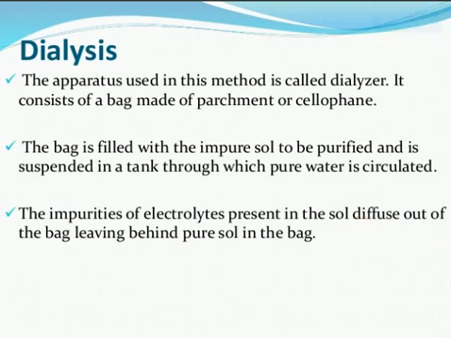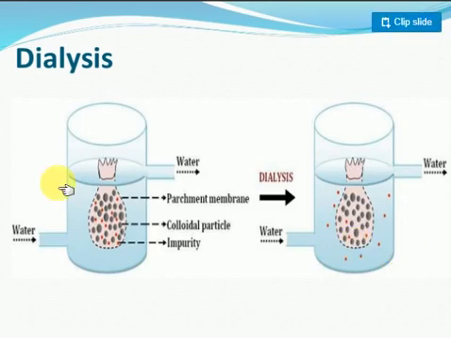The definition will give you the idea. Just imagine this is one beaker. In this beaker I take the animal membrane, and in this animal membrane I place the colloidal solution. This is the pure water outside, and water is entering from here and leaving from here, continuously flowing. Look here: this is the colloidal particle, and these are crystalloid impurities. These crystalloid particles pass through the membrane and come into the water by the diffusion process only.